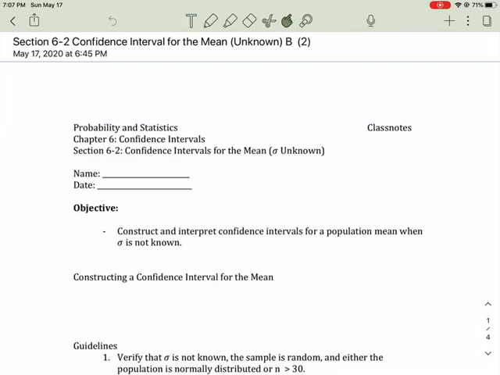Hi everyone. Today we're going to work on constructing the confidence interval for an unknown population standard deviation. This is when you're actually taking a sample and you have all kinds of data and you find all your statistics and you want to estimate the population mean within the given confidence. We're going to be using the standard deviation created by your sample, not from a known source of the population.